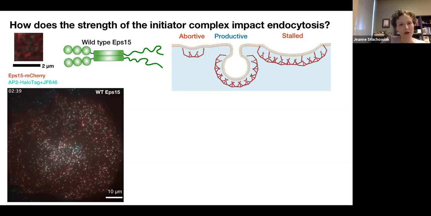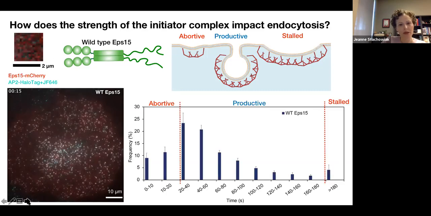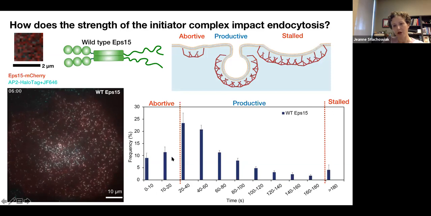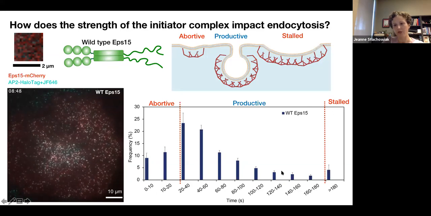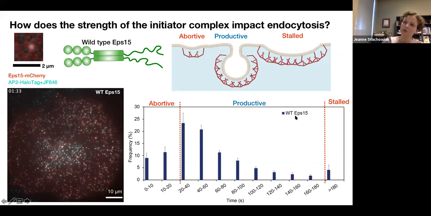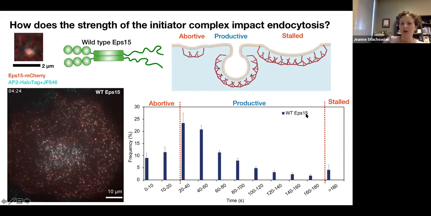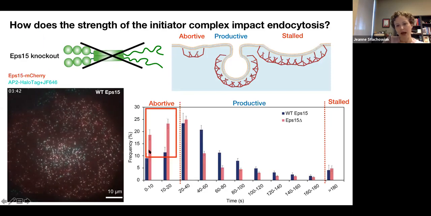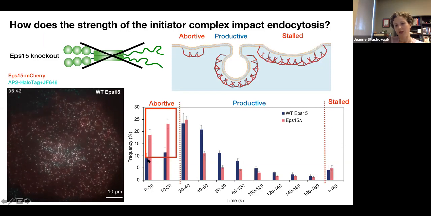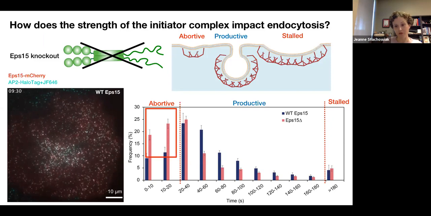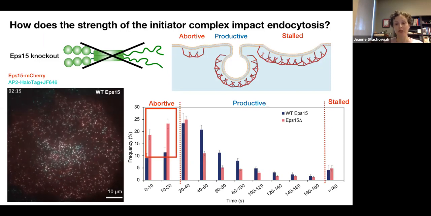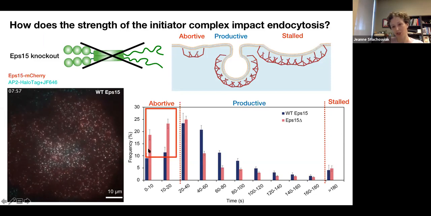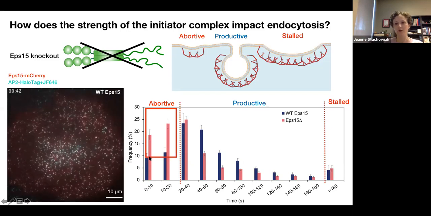So in wild type cells, this is a typical distribution. A small fraction of coated pits are in this abortive category, a few are in the stalled, and most of them are productive. So this is in cells expressing the wild type version of EPS15. But then when you knock out EPS15, the main change is an increase in these abortive structures. And that kind of makes sense because EPS15 is thought of as one of the main catalytic proteins for getting endocytosis started. So if one of those catalysts is missing, you're going to have more structures that don't get off to a successful start and ultimately abort.